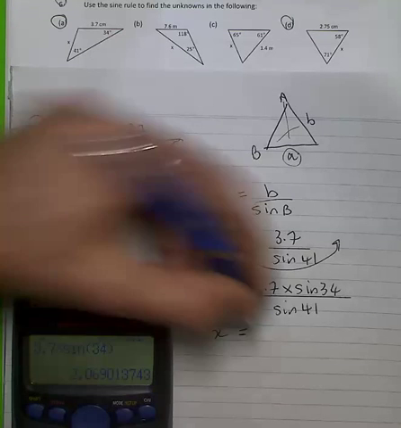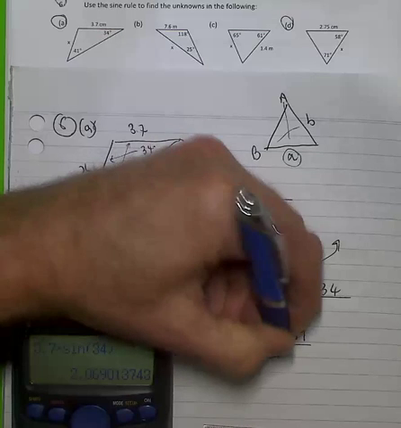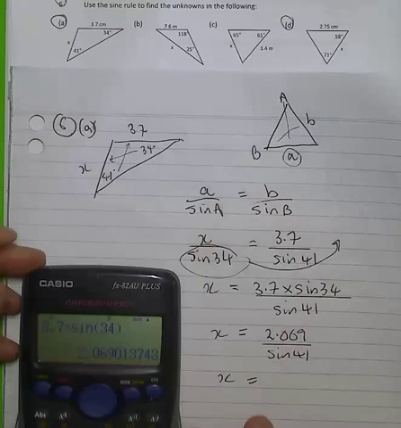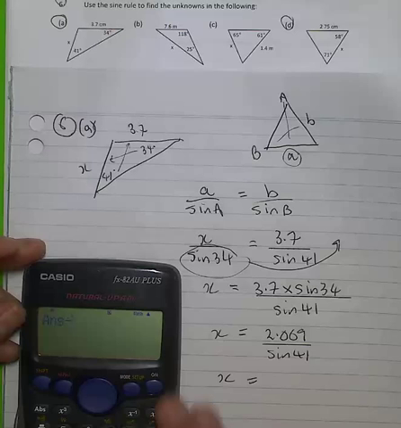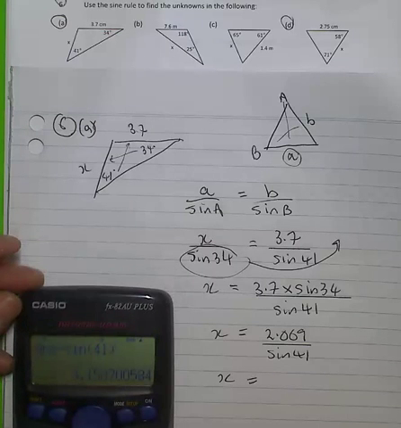So I get 2.069, and if I divide that by the sine of 41, I get 3.15 centimetres in this problem.